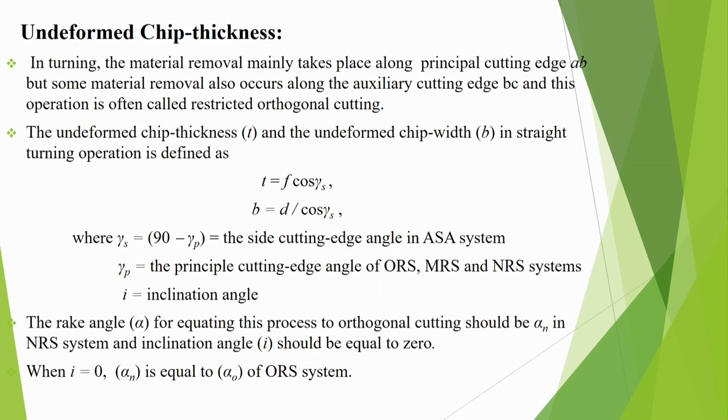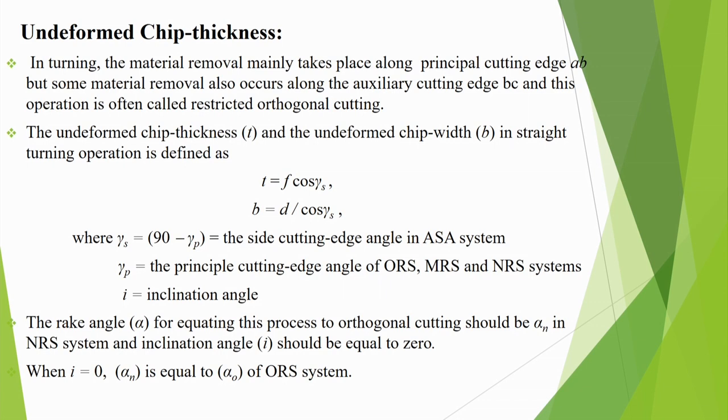So next, in turning the material removal mainly takes place along the principal cutting edge AB, but some material removal also occurs along the auxiliary cutting edge BC, and this operation is often called restricted orthogonal cutting. So the undeformed chip thickness t and the undeformed chip width b in a straight turning operation are defined as t equals f cos gamma s, where gamma s is the side cutting edge angle.